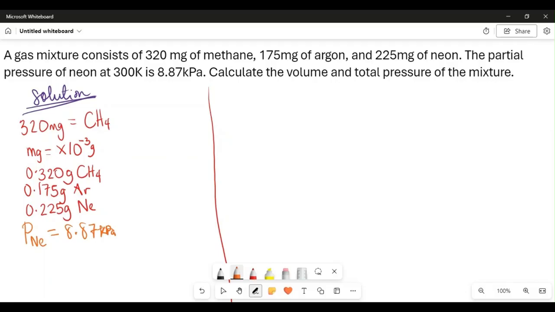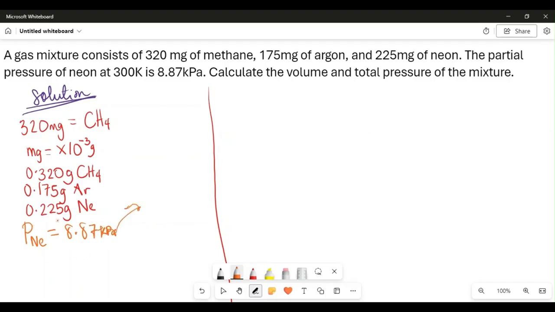It's important for you to know that this particular question is dealing with Dalton's law of partial pressures, where the total pressure of a mixture is equivalent to the total of the pressure of each individual gas in the mixture, right? So you have 8.87 kilopascal.